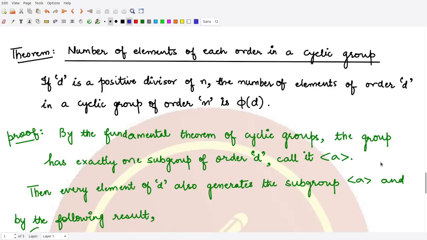Hello everyone, welcome to this video. In this video, we'll be looking at the proof of the theorem that we discussed in the previous video.